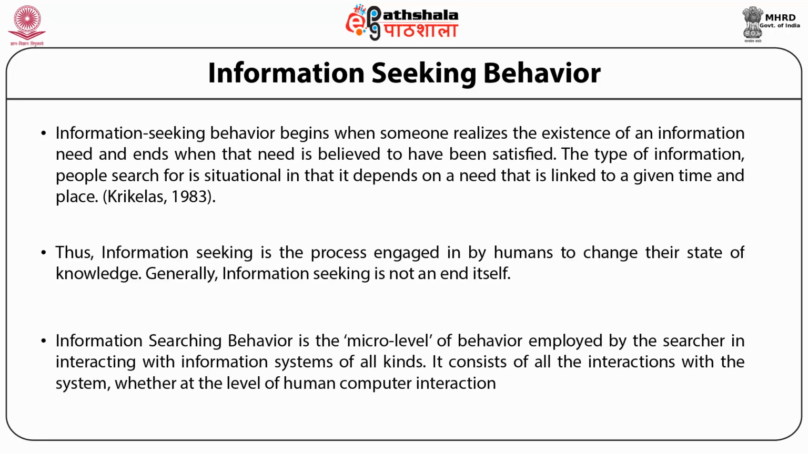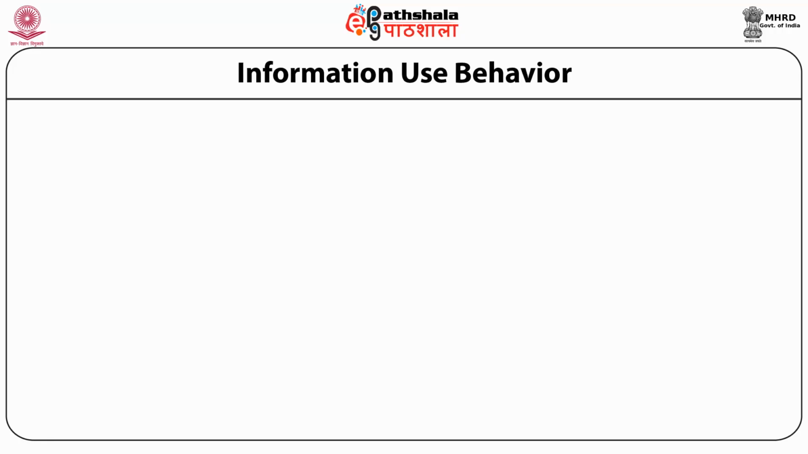Information searching behavior is the micro level of behavior employed by the searcher in interacting with information systems of all kinds. It consists of all the interactions with the system, whether at the level of human-computer interaction, for example, use of the mouse and clicks on links, or at the intellectual level, for example, adopting a Boolean search strategy or determining the criteria for deciding which of two books selected from adjacent places on a library shelf is most useful, which will also involve mental acts such as judging the relevance of data or information retrieved. Information use behavior.